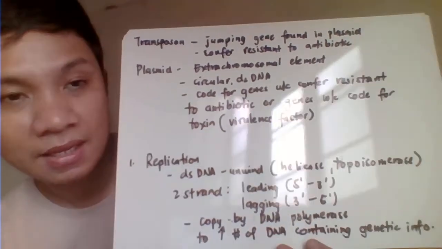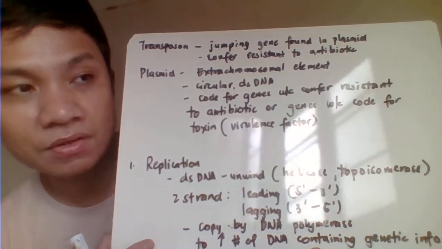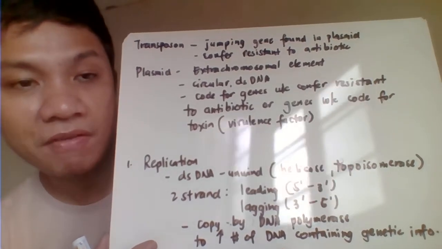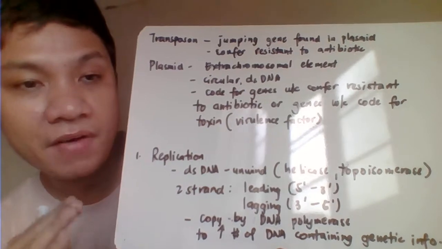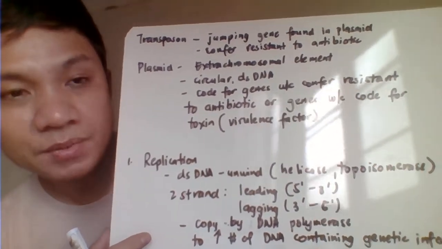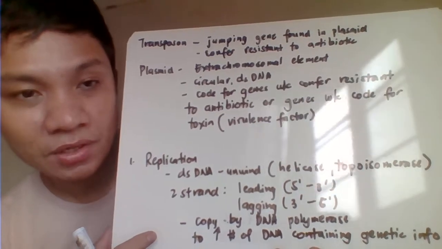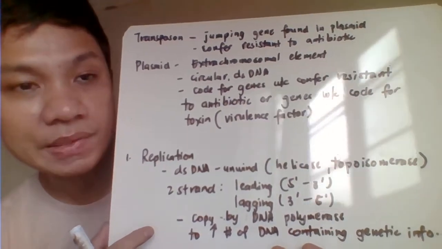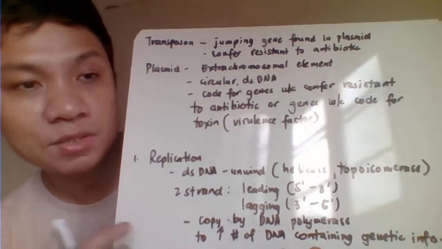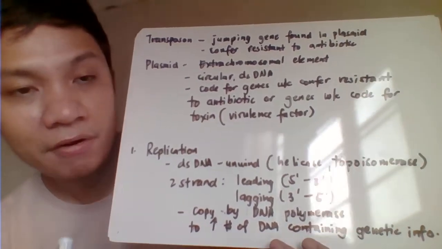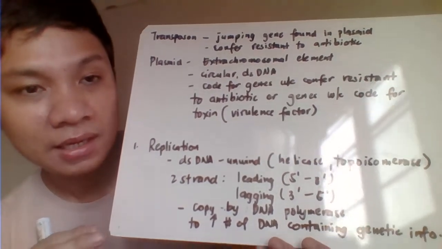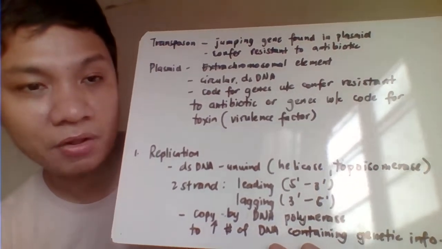Again, the plasmid is also a circular double-stranded DNA that could be found in the cytoplasm, aside from the chromosome of your bacteria. The plasmid contains genes which could confer resistance against antibiotics. And this plasmid could be exchanged between bacteria. Therefore, one bacterium which is resistant to antibiotics can pass it to another one which is not resistant.